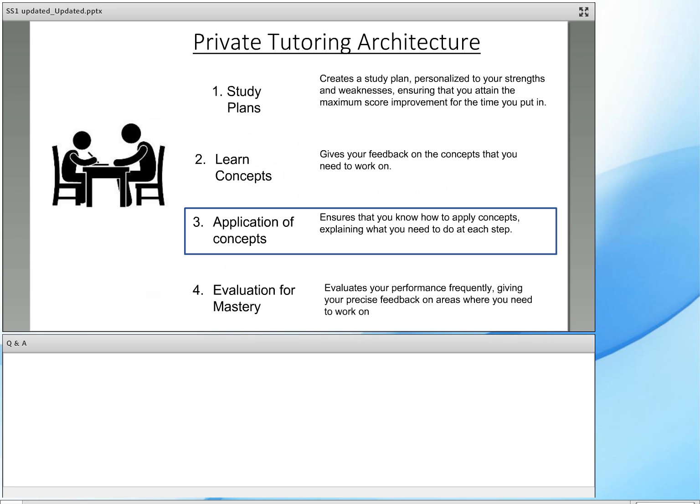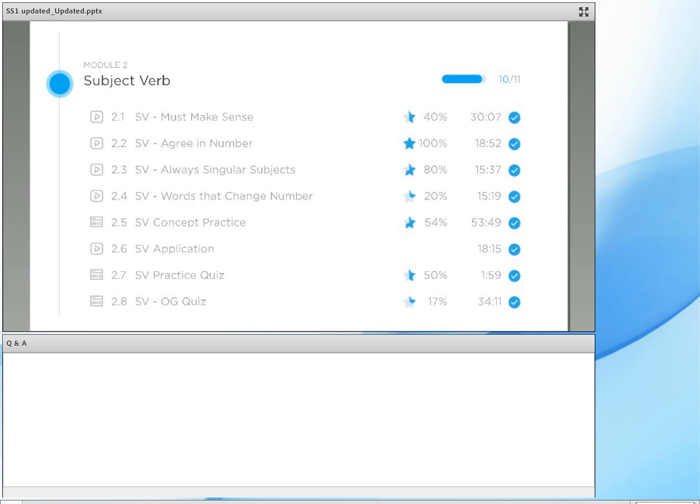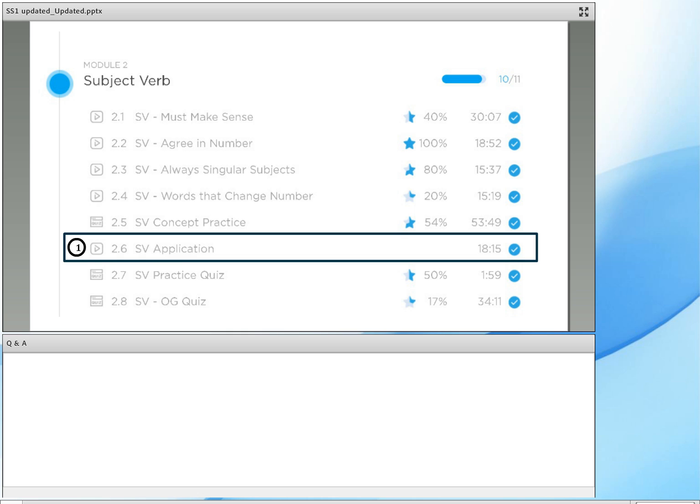Then a private tutor teaches you how to apply these concepts, and to do that, he tells you, what do you do in step 1, step 2, and step 3. In the EGMAT course, we've defined an entity called an application file. And in this entity, we teach you how to do that. Now, this is just a subject verb module. This is one of the 20-odd application files that we have in sentence correction.